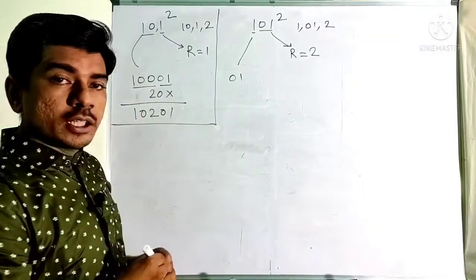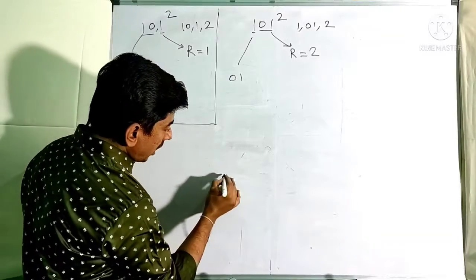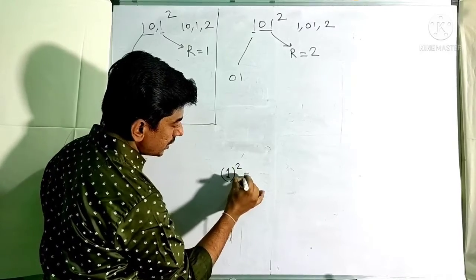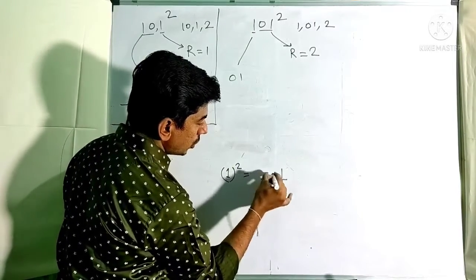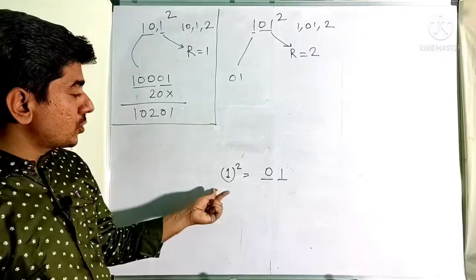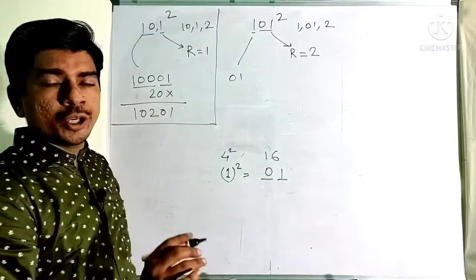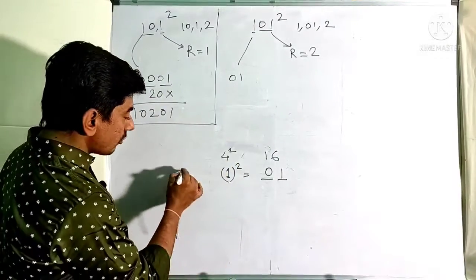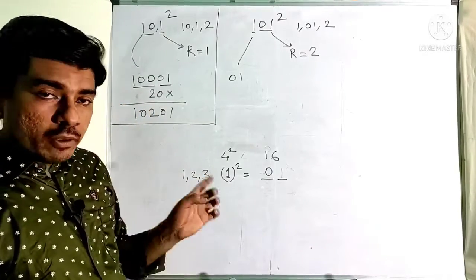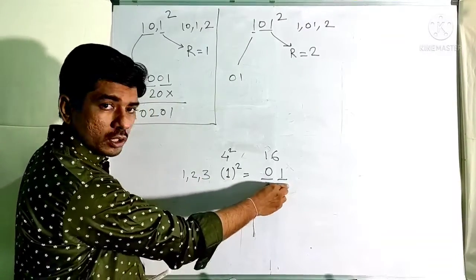Another important thing, friends. See what I said: if you are taking the square of a single-digit number, you should write the answer in 2 digits. Suppose you take the square of 4, the answer itself will come as 16. Then no need to worry there. But in case of numbers 1, 2 and 3, if you take the square, the answer will also be a single digit. But if the number is a single-digit number, you should write it in 2 digits.